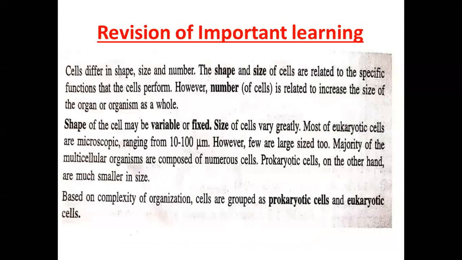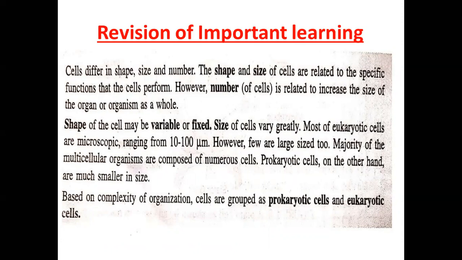Cells differ in shape, size, and number. The shape and size of cells are related to the specific functions that the cells perform. However, the number of cells is related to the increase in the size of an organ or organism as a whole. The shape of the cell may be variable or fixed. The size of cells varies greatly.